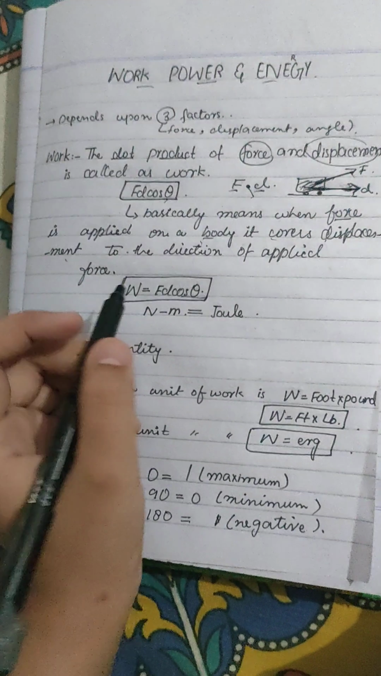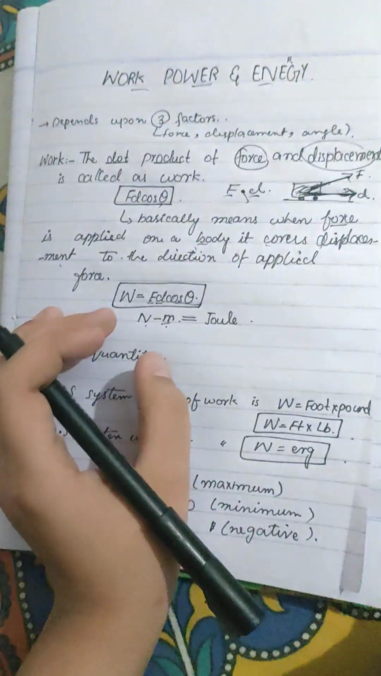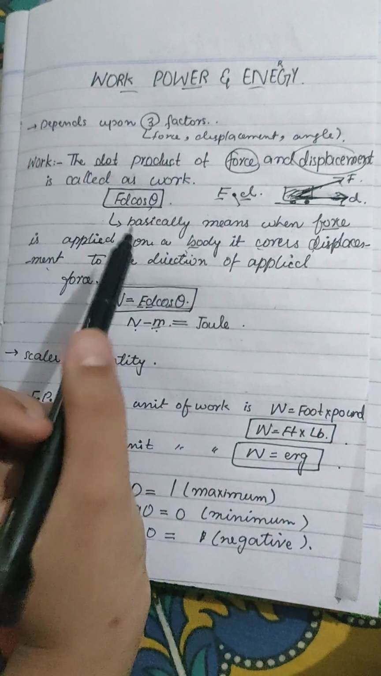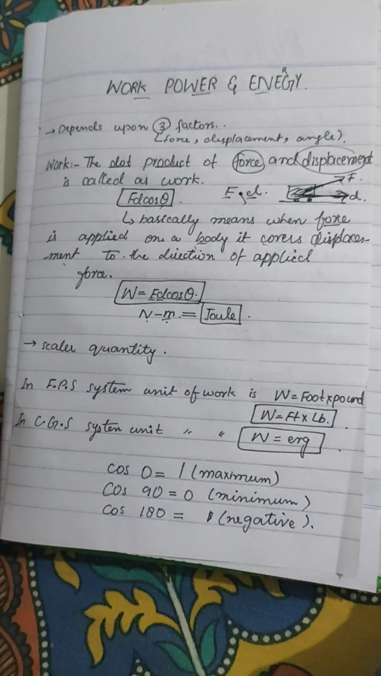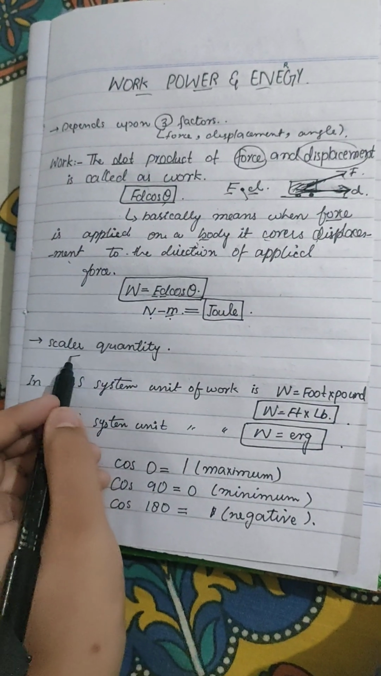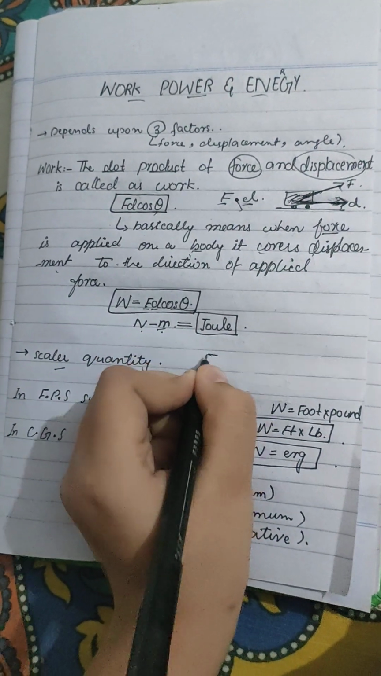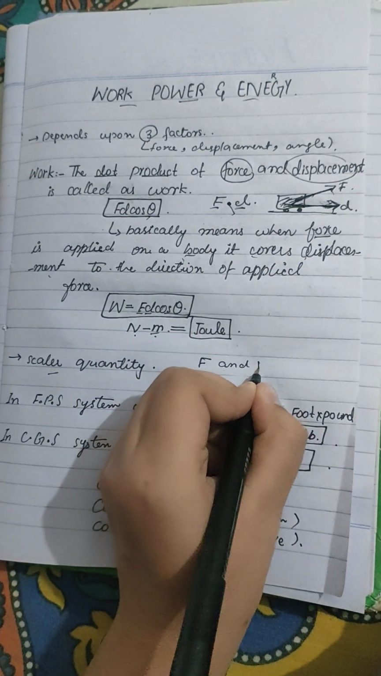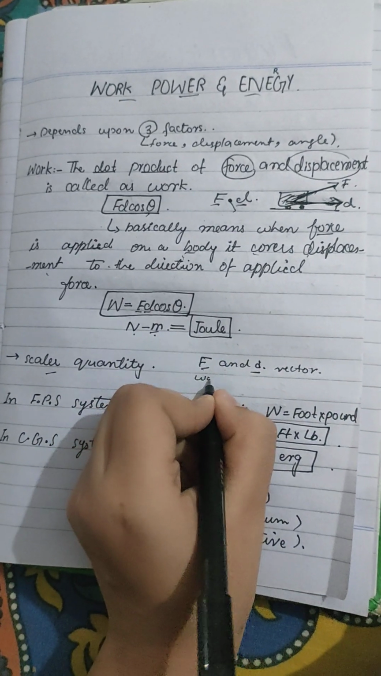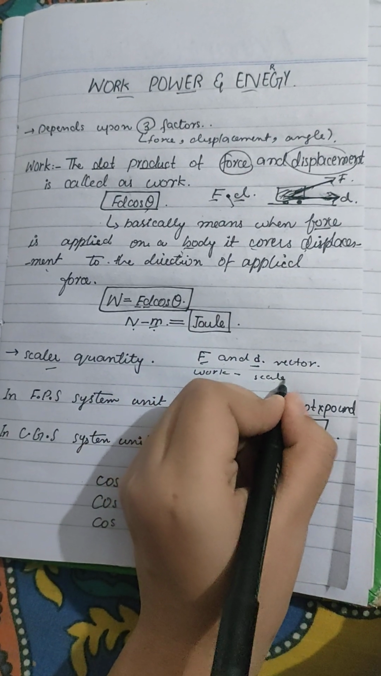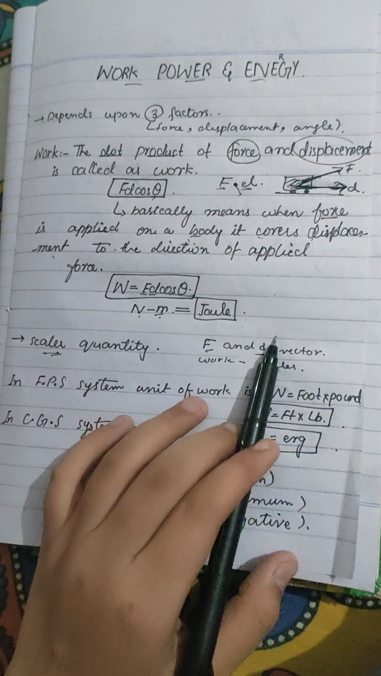Hopefully you get it. Now the unit of force is newton, the unit of displacement is meter. So newton meter is the SI unit of work, which otherwise we can say is joule. Newton meter is equal to joule. Now here work is a scalar quantity. How is it a scalar quantity? Let me prove that. You might be thinking force and displacement are both vectors, but work in physics is scalar, so we denote work as a scalar, even though force and displacement are vectors.